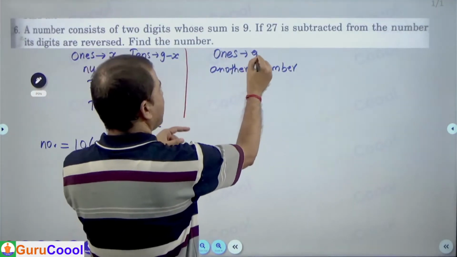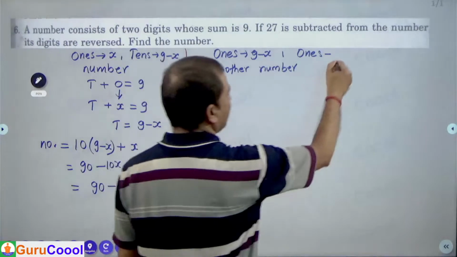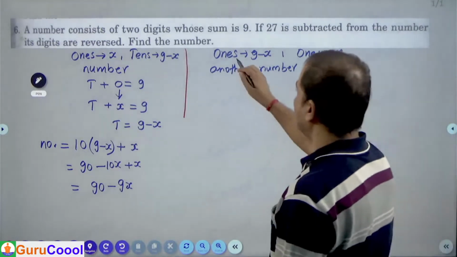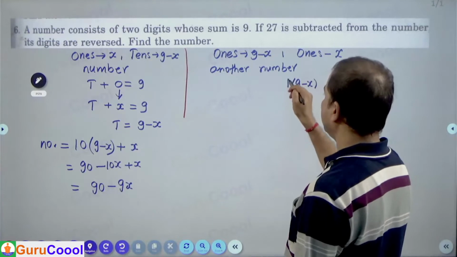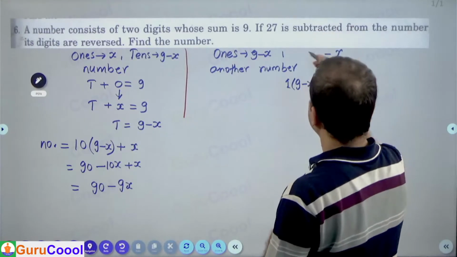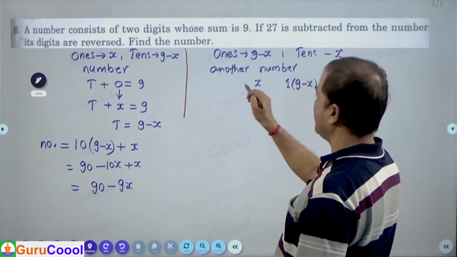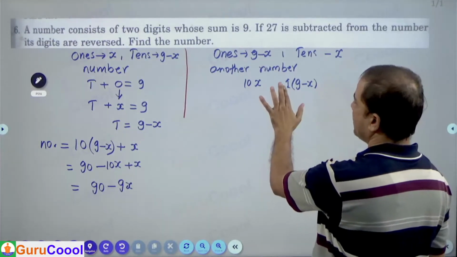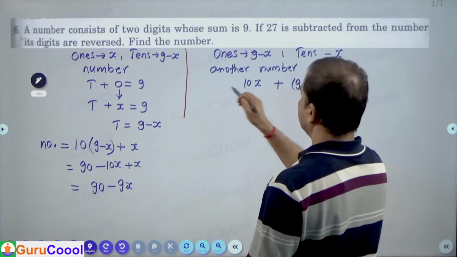Ones place becomes 9 minus x and tens place becomes x. We interchange the digits. Ones place is 9 minus x, so 9 minus x will be multiplied with 1, and this is tens place. Tens place is x, so x is multiplied with 10 and then added together. But 1 is not required here, no need to multiply 1. Just add. So this is the new number.